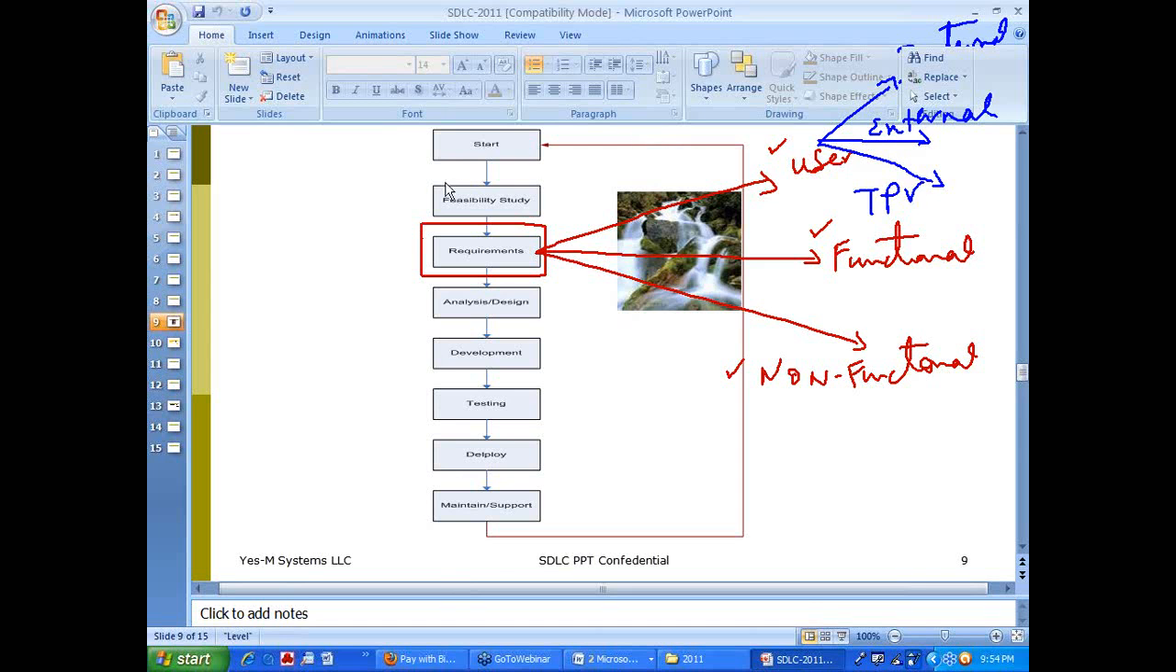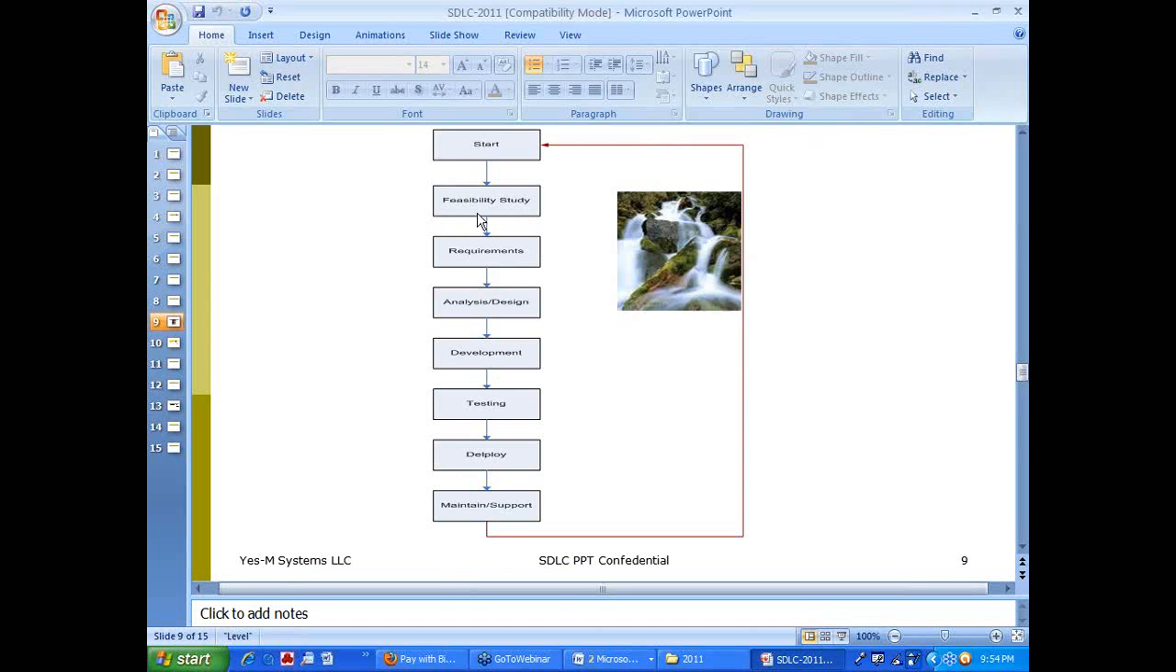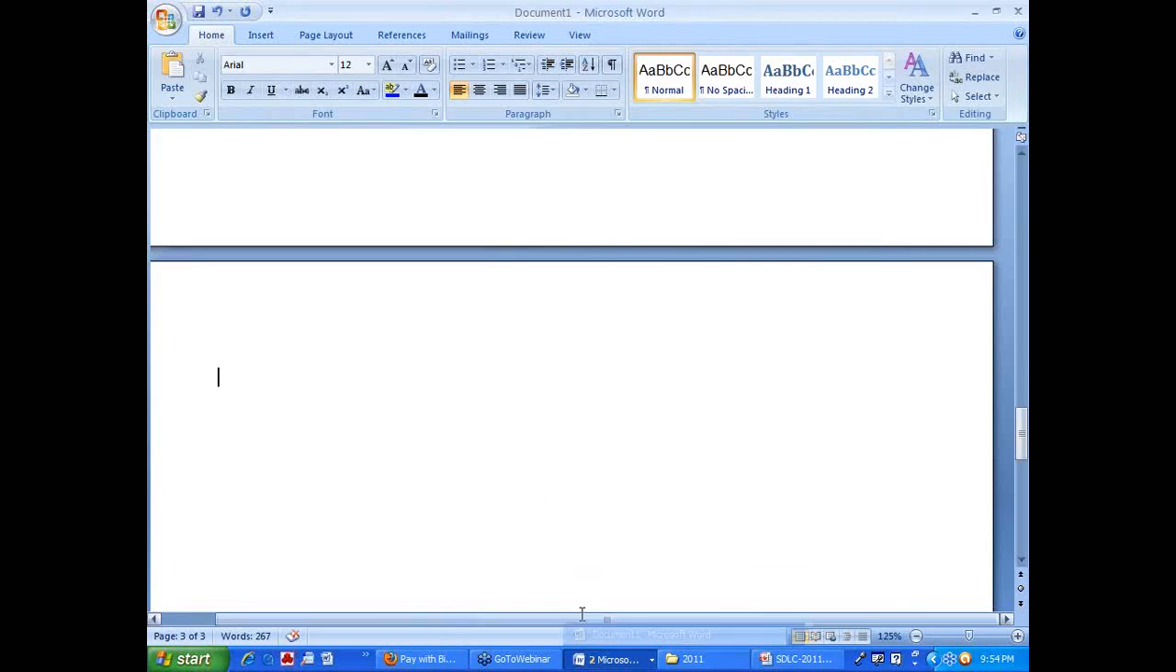So, okay, all right. So putting it in a document here. We are going to look at the requirement phase. Okay. So we are going to have user, functional, and non-functional.